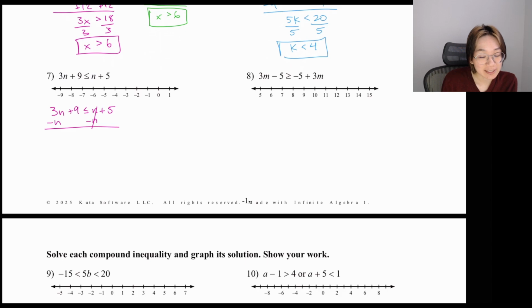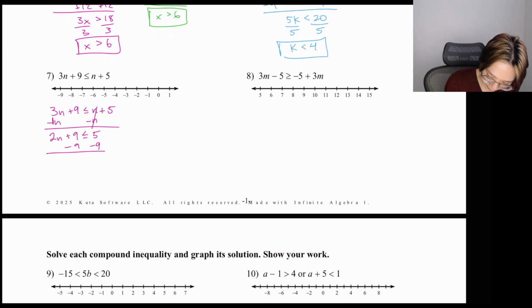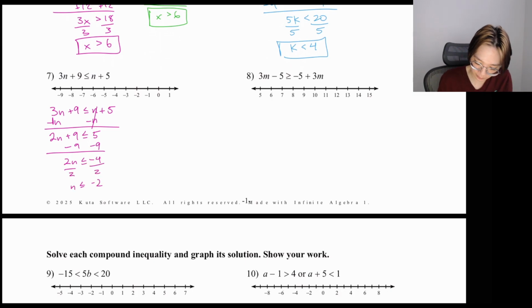3 minus 3n minus n is the same thing as if you had an invisible 1 here. So 3 minus 1 is 2n plus 9 less than or equal to 5. Solve like normal. 2n is less than or equal to negative 4. Divide by 2. n is less than or equal to negative 2.